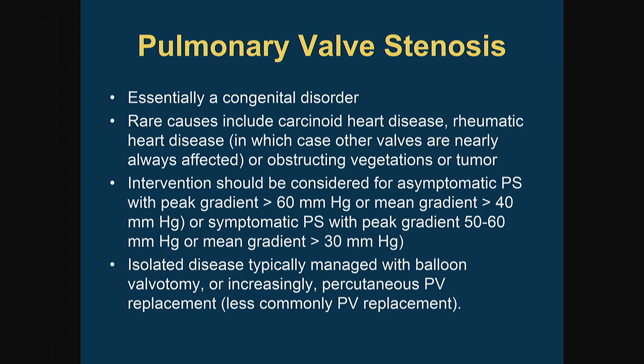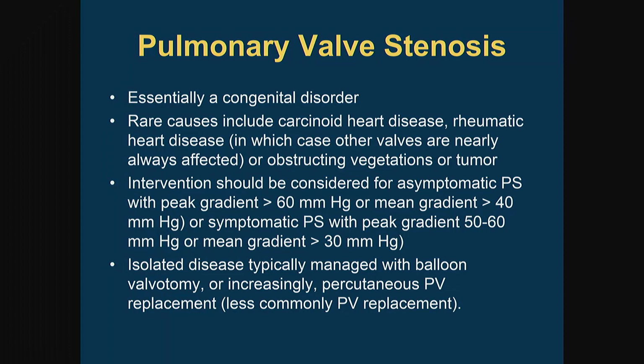Athletes who need more physiologic reserve might be referred for intervention at slightly earlier stages, for example, at peak gradients less than 40. And patients who are pregnant with severe PS may also be candidates for interventions at slightly earlier stages.